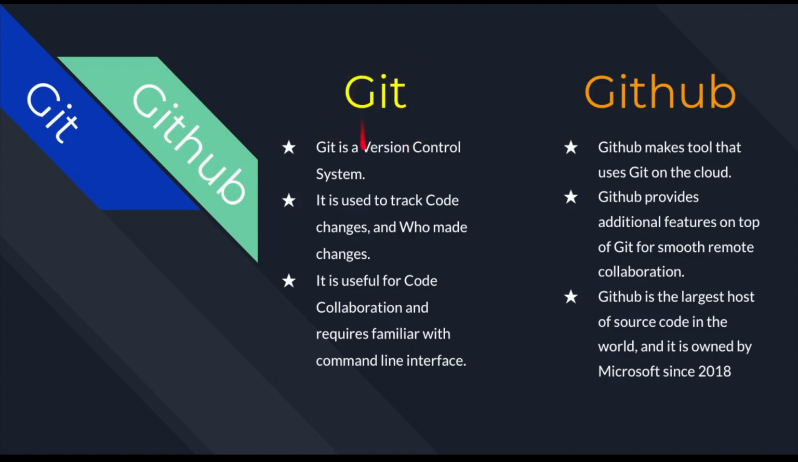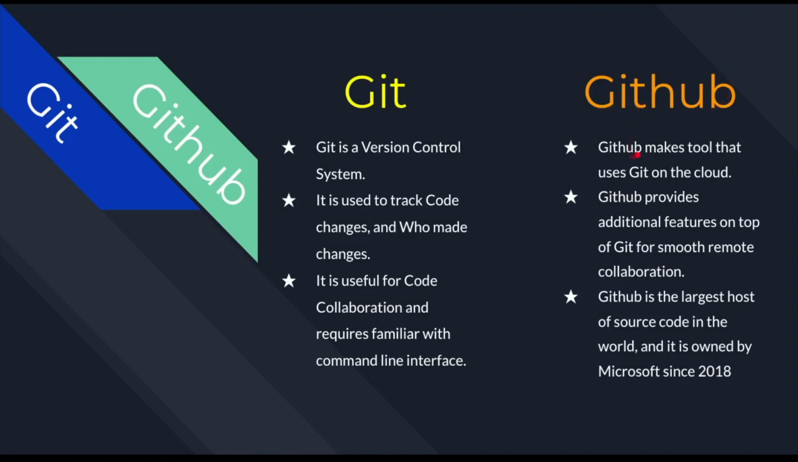So what is Git? Git is a version control system. It means that it is a complex software that is used to manage software versions. It is used to track changes and who made changes. It means that we can track who made what changes in the code. It is useful for code collaboration and requires familiarity with the command line. It means that we should be familiar with the command line in order to use Git. We will explore that and see how Git actually works in practice.